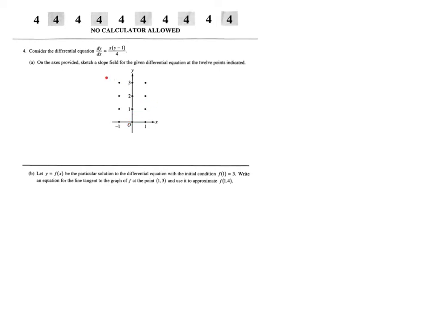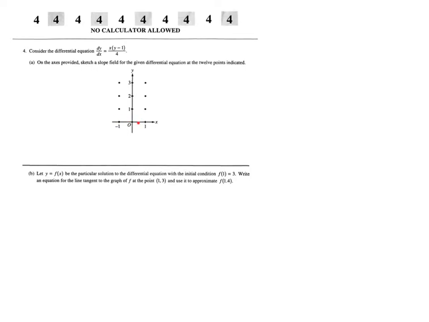So what they're asking us to do is, on the axis provided, sketch a slope field for the given differential equation at the 12 points indicated. So there are 3 points here, 3 points at all 4. If they ever give you one of these and there's a variable in the denominator, for example, an x in the denominator, the slope would be undefined at x equals 0. So they generally don't ask you to fill in those slope fields if the slope is vertical there. Anyway, this one is not that way.